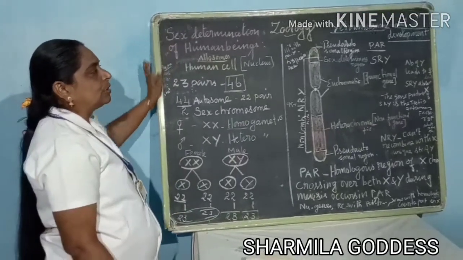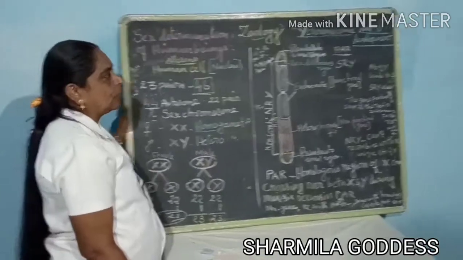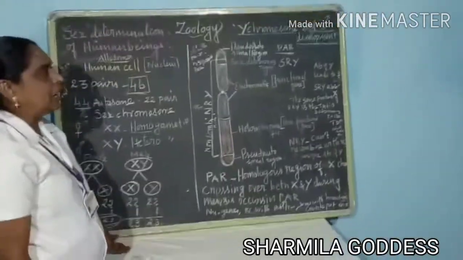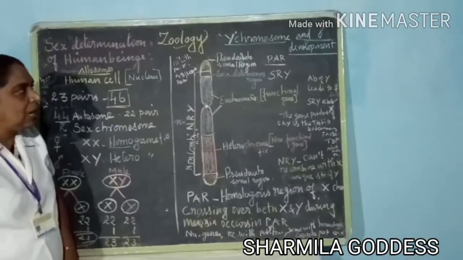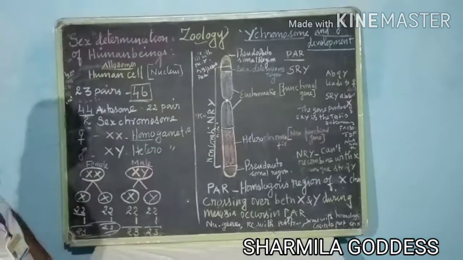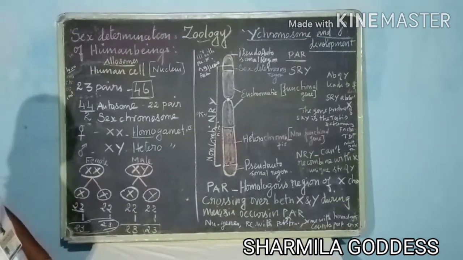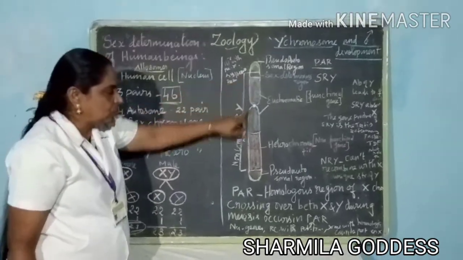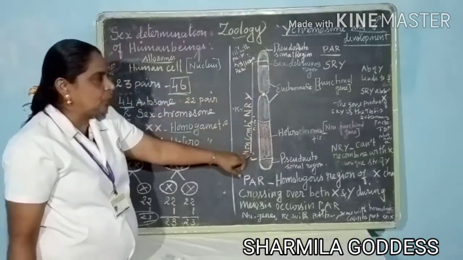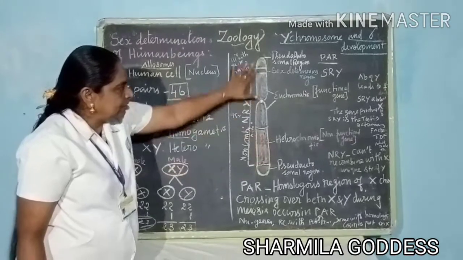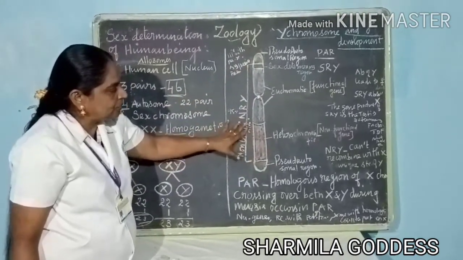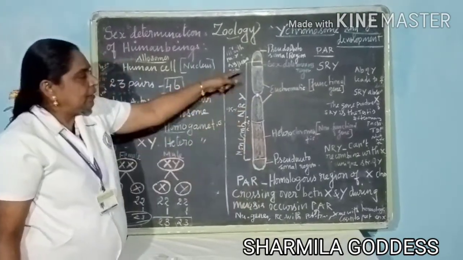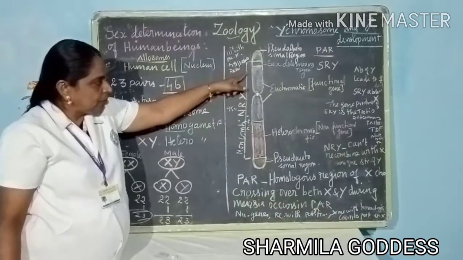Now we move to the next topic, Y chromosome and male development. How does the Y chromosome determine male development? First we see the Y chromosome. This is the structure of the Y chromosome. If you understand this structure, it is easy to write about all. It is not in your book, but now you can understand.